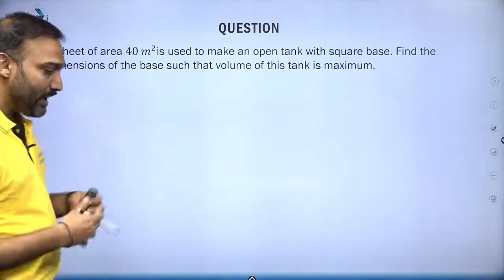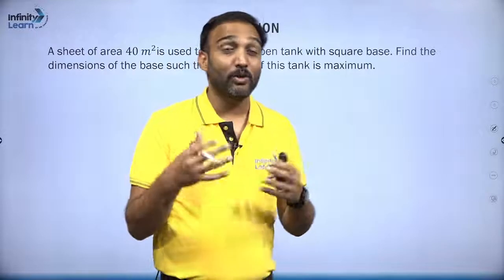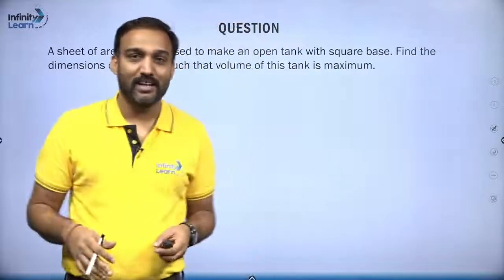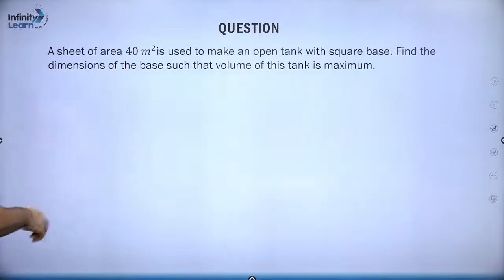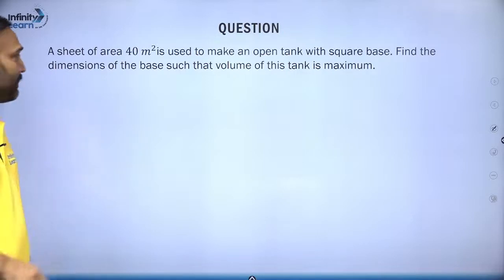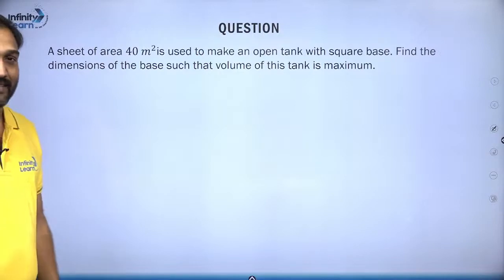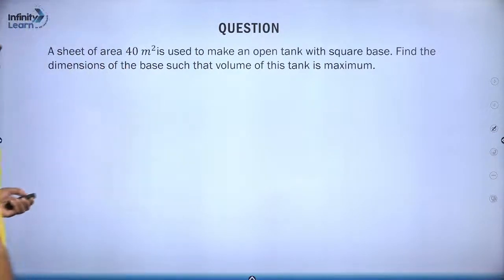So now we have come to the part where I am taking some examples on the geometry, that how to use maxima and minima concept when geometry comes into picture. So over here I have picked an example which says a sheet of area 40 meters square is used to make an open tank with a square base. Find the dimension of the base such that the volume of this tank is maximum. Right? Easy peasy question. So we don't have to worry about this.